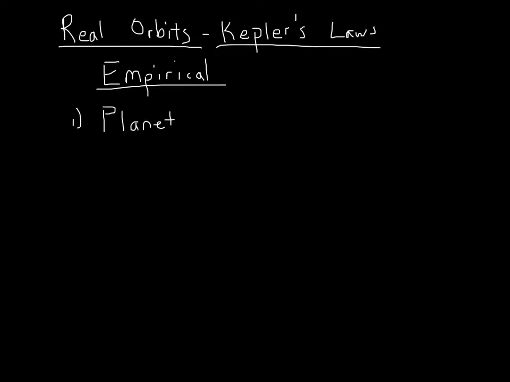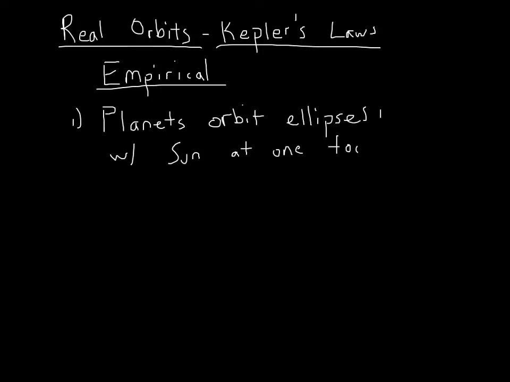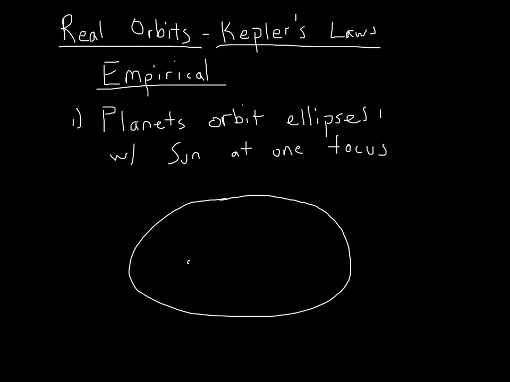Kepler's first law tells us that planets orbit in ellipses, where an ellipse is just a flattened circle. We'll talk a little bit more about ellipses in a moment. With the Sun at one focus. To understand what that means, we need to look at some geometry of an ellipse. So an ellipse is just a circle that's kind of been flattened out, and you can draw 2 focus points.